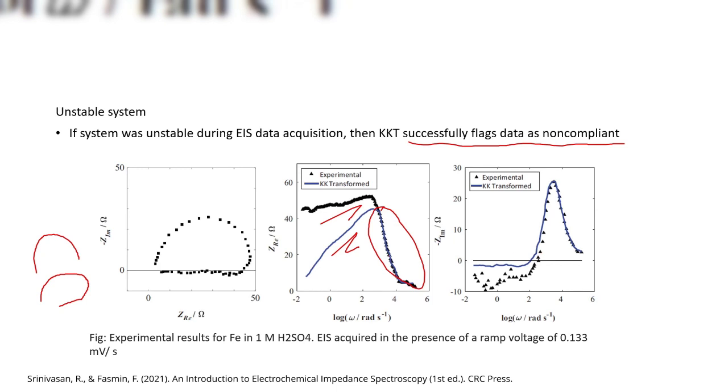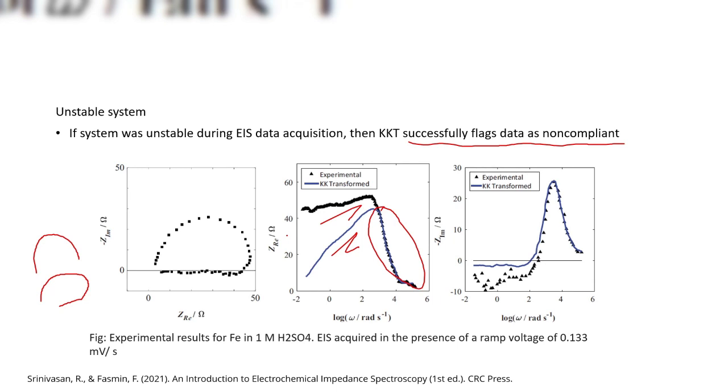So again, if my system is unstable, yes, KKT is able to flag off the system as non-compliant. Is it clear? All these are like one-word kind of answers. You should understand whether KKT is able to flag off the system if it is unstable, or if it is linear. Is it possible in all the cases? You should know that.